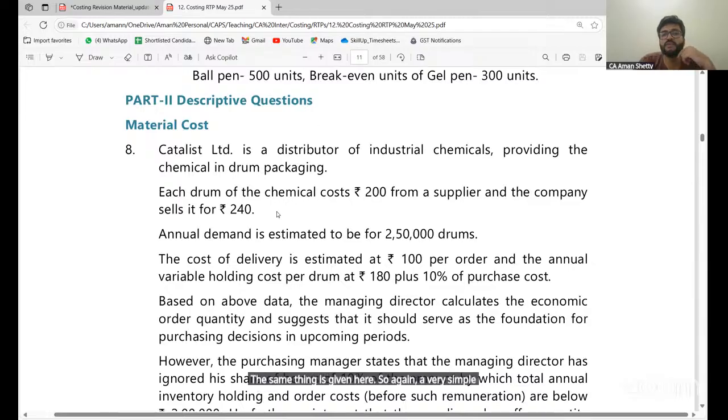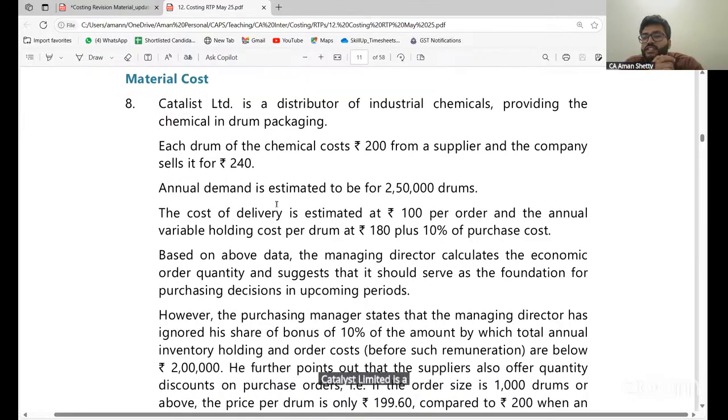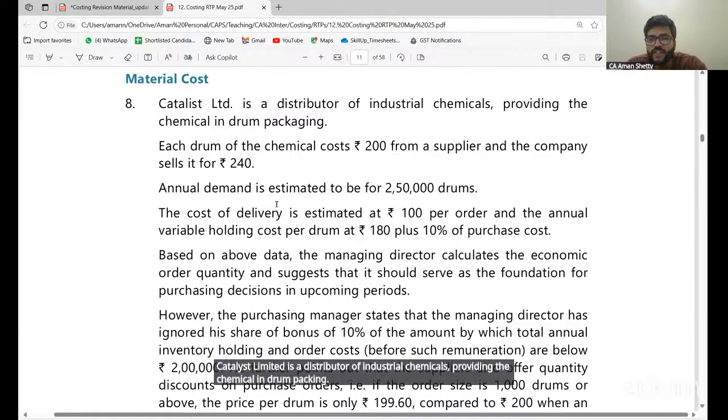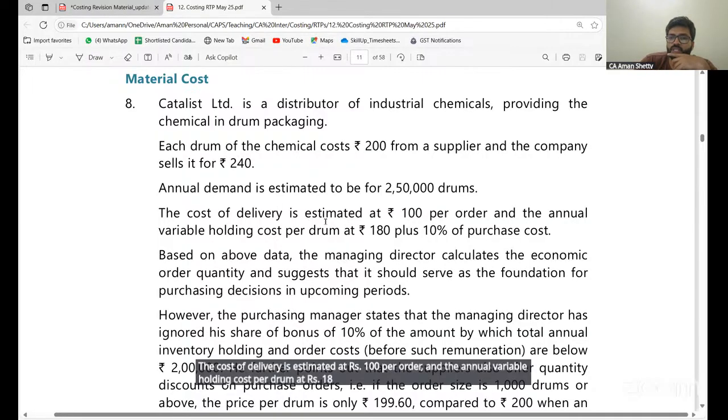Now, next, descriptive questions. All of you look at this. Catalyst Limited is a distributor of industrial chemicals providing the chemical in drum packing. Each drum of the chemical costs rupees 200 from a supplier and the company sells it for rupees 240. Annual demand is estimated to be 2,50,000 drums. The cost of delivery is estimated at rupees 100 per order and the annual variable holding cost per drum at rupees 180 plus 10% of purchase cost.